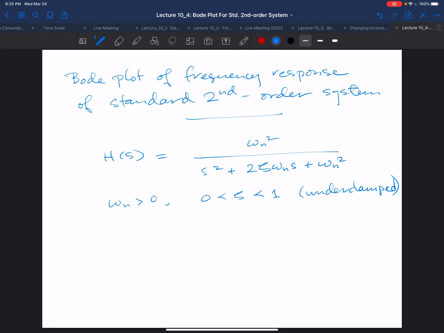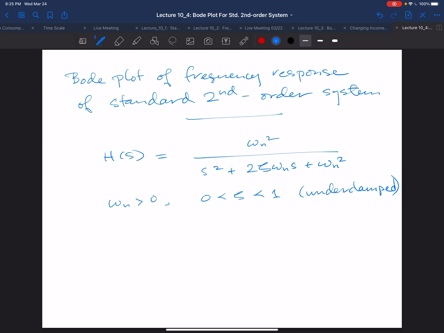Okay, in this last lecture on frequency response and Bode plots, we're going to look at the Bode plot of the frequency response of the standard second-order system. This will take care of the case of complex poles and complex zeros, because we know that if we take the reciprocal of the transfer function, then we simply flip the Bode plots. And then we'll be all set.